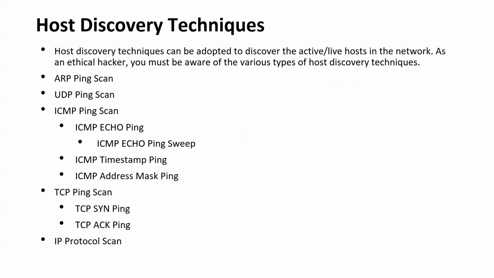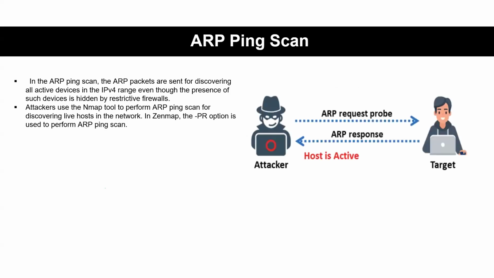So all these are different techniques that you can use to discover the host: ARP ping scan, UDP ping scan, TCP ping scan. So this is an ARP ping scan. You can send the ARP request probe to the target machine, and then once you receive the response, you can know whether the host is active or not. And in ZenMap also, you can do that by having the -PR option.